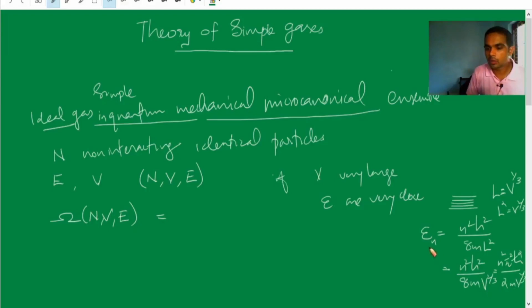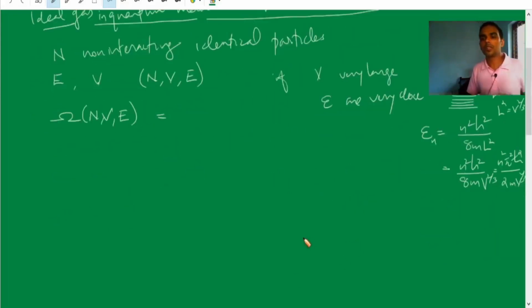So this energy is inversely proportional to V raised to 2 by 3. As V increases, energy decreases. That means the separation of these levels decreases as V increases. If they are very close, we can divide this into sub-levels or groups of levels.